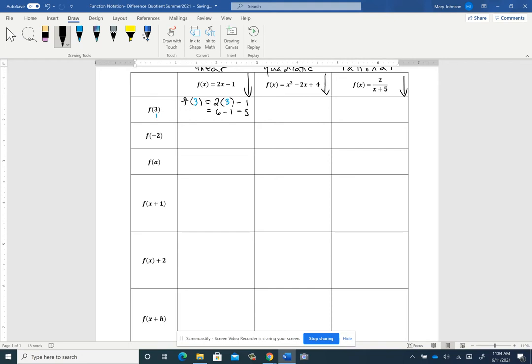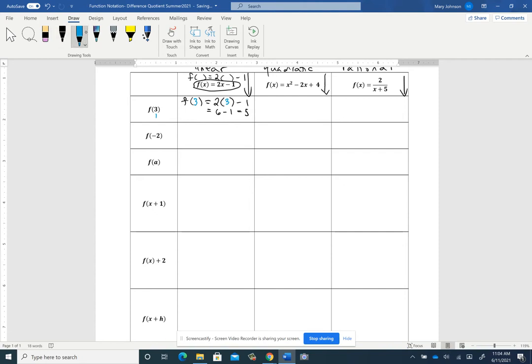Well, we're going to do the same type of thing for the next one. See, this rule that we're being given right here, the x that you see there is just a placeholder. The rule is trying to tell you the process. It's trying to tell you whatever your input is, do 2 times your input and then subtract 1.